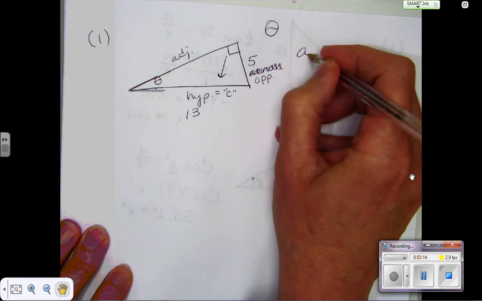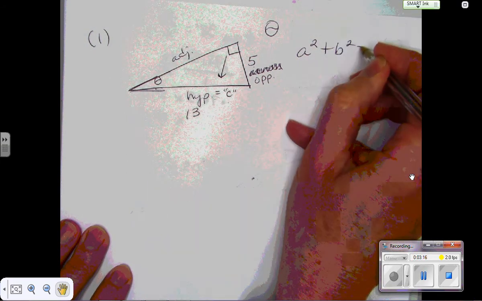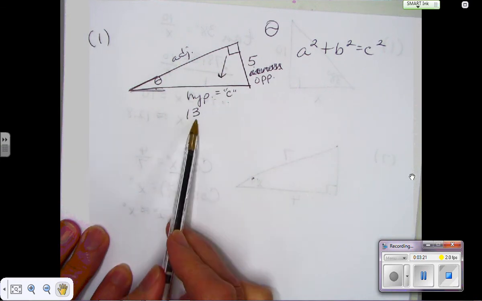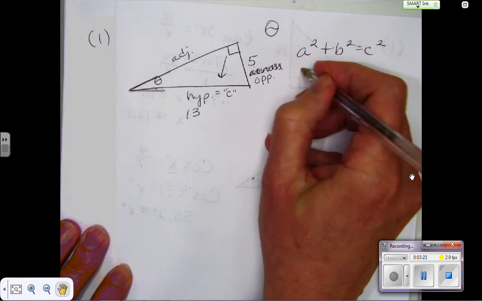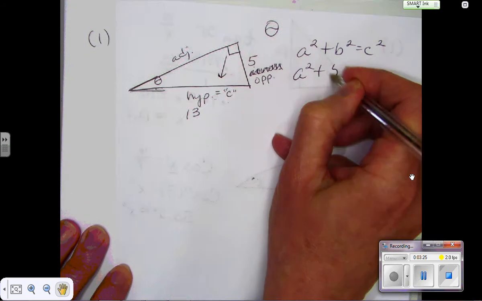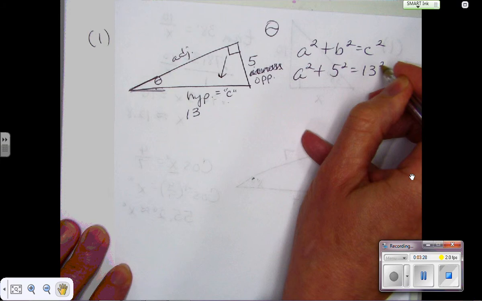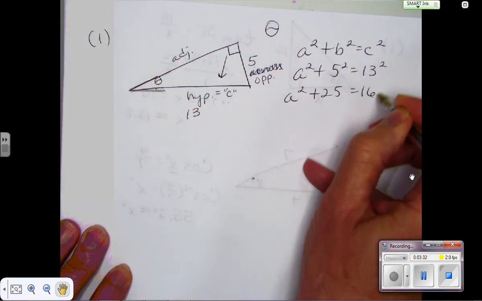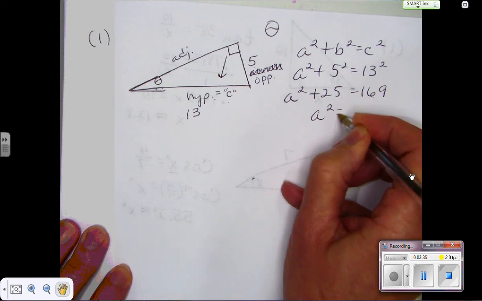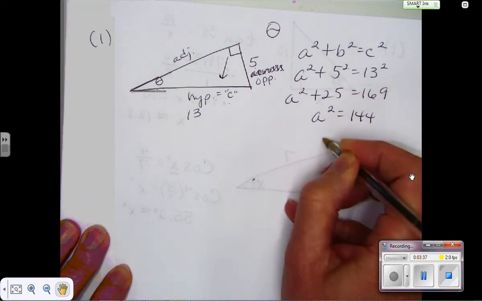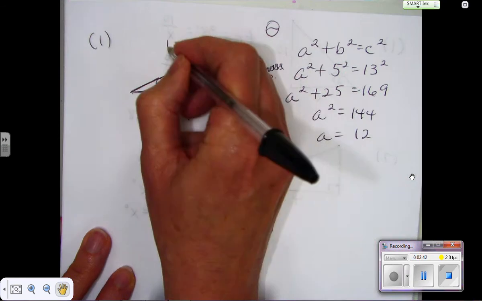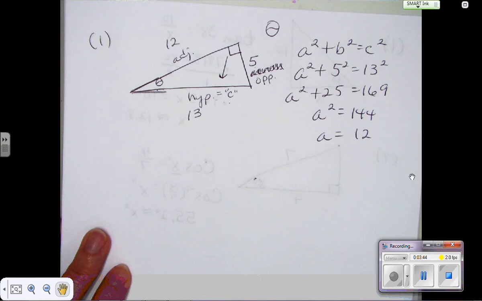Okay, so a squared plus b squared equals c squared is the Pythagorean theorem. A and b you can interchange, but c is always the hypotenuse. So I've got a squared plus 5 squared equals 13 squared. A squared plus 25 equals 169. A squared is 144. And a has to be 12. We're only going to use the positive root because we're talking about a measurement. So when you measure things, you use positive numbers. We're not going to worry about the negative root.